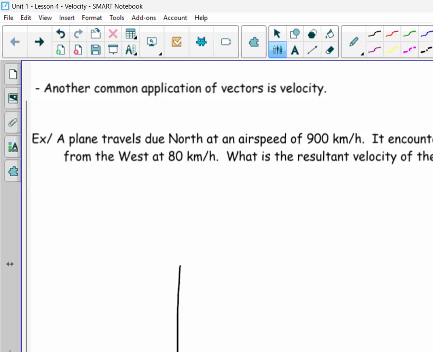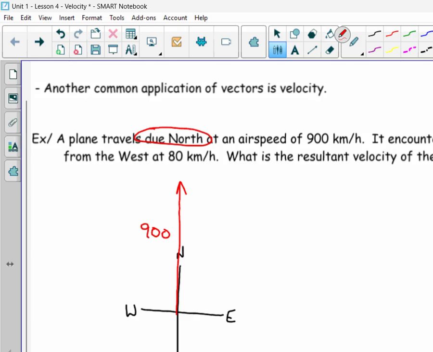Let's start with a compass. North is right there. East, south, west, just in case. And when I say the words due north, it means straight north. Here's my airplane. It's going straight north, and it's going 900 kilometers an hour.